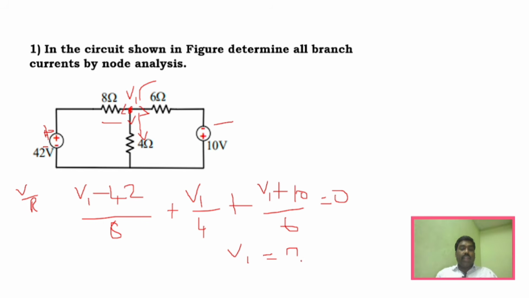Now if you take LCM and simplify, you will get the voltage V1 value. Some 6.6 something you will get. I will show that in the next slide. So we have taken only one node and we have found V1, right?